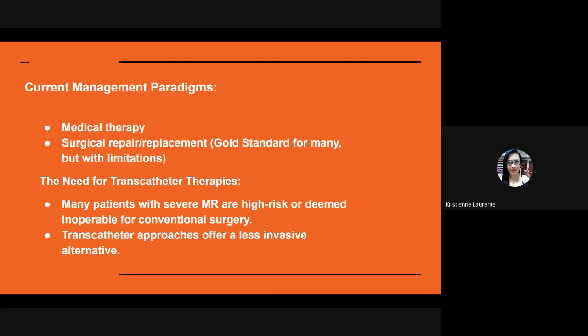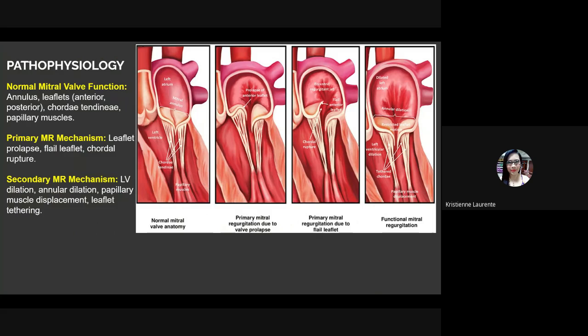It does not require surgery, which is now not the only treatment or management of MR. It offers a less invasive percutaneous option for patients who previously had very few safe and effective alternatives. Today, we will cover its mechanism of action and the step-by-step procedure. The crucial role is patient selection. So let's go back first to the pathophysiology of mitral valve regurgitation.